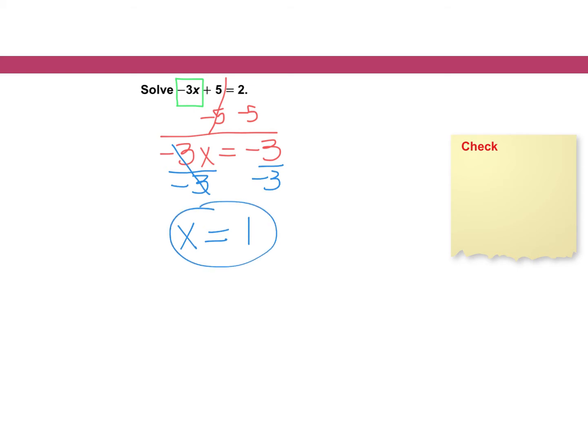Now you can always go back and double check your work. Remember, if I plug that 1 in for the x, so negative 3 times 1, and add 5 to it, this is going to give me negative 3 plus 5, and negative 3 plus 5 is 2, and that's exactly what I had in my original problem.